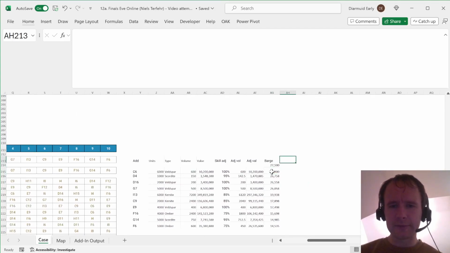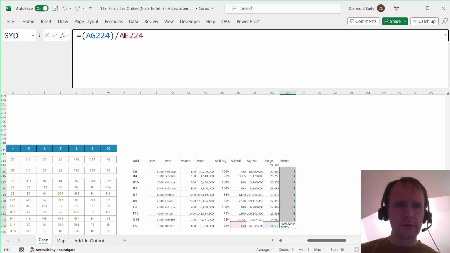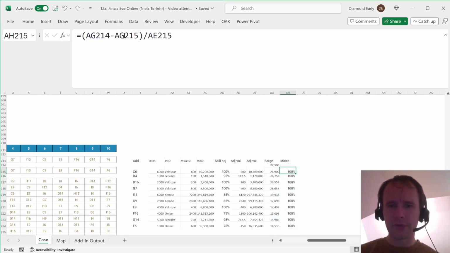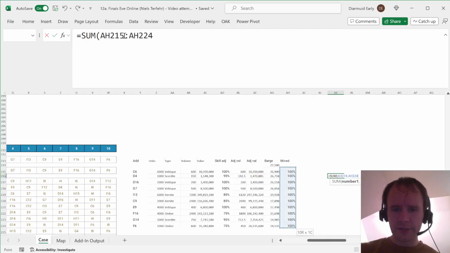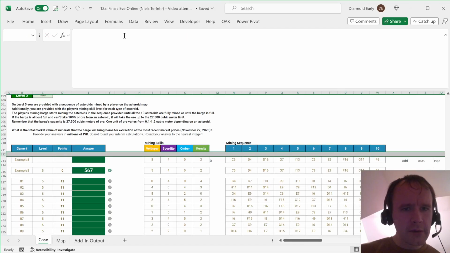But anyway, so then we'll have mined, and that's going to be just this, it's just that minus that, right? And I guess what I really want is the percent mined, which is going to be that over the adjusted volume. Sorry, sign's the wrong way around. So that is, we're 100% mined. And then my mined value is just going to be the sum of the percent mined times my skill adjusted value. And then I want that, I think, in millions, rounded to the nearest integer, yes.